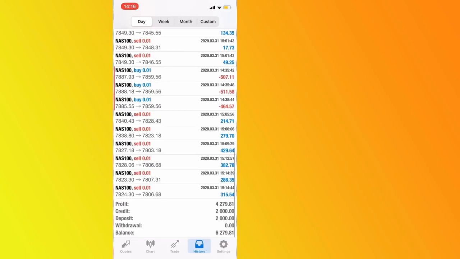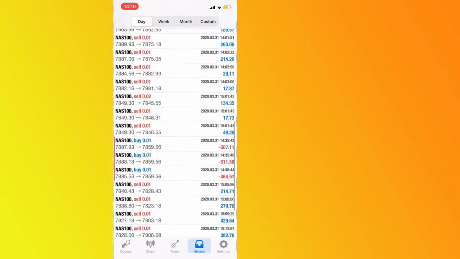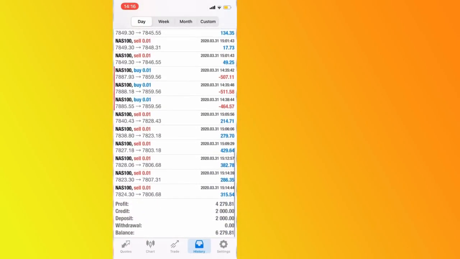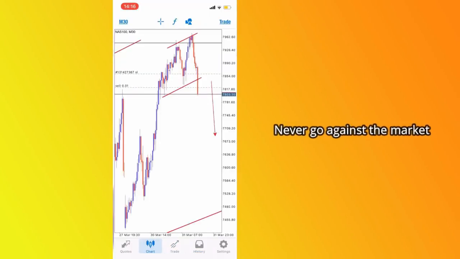Anyways, let's check the account, guys. So basically I started trading this account from 8:30 and I've been riding this trade. So every time I try to enter buys, it hit my stop loss if the market is currently selling, meaning never buy when the market is selling and never sell when the market is buying.